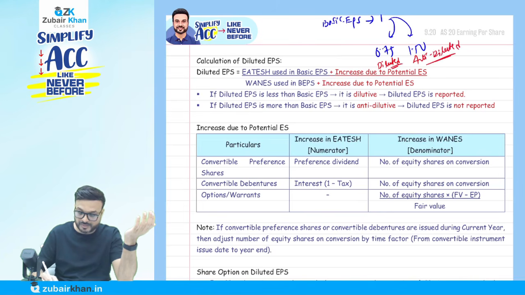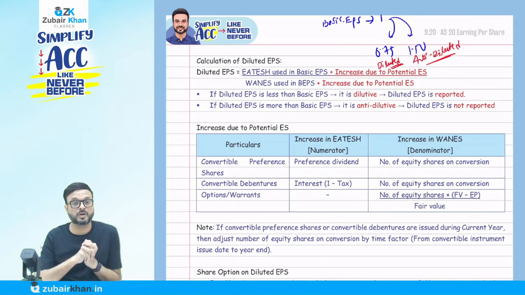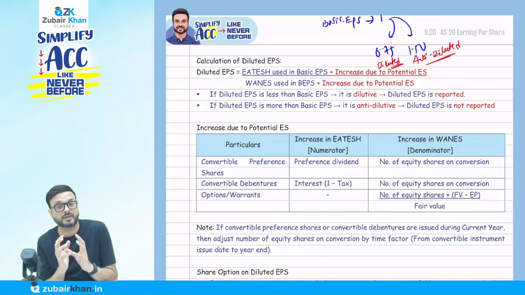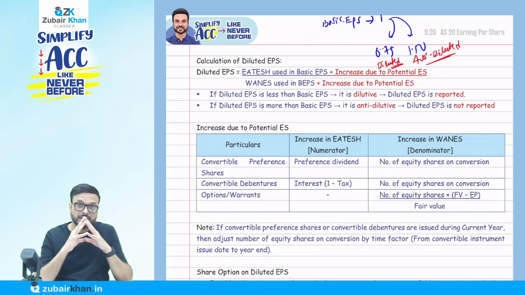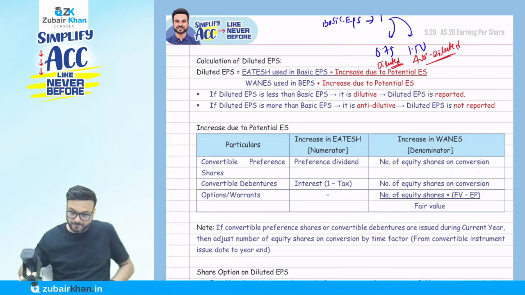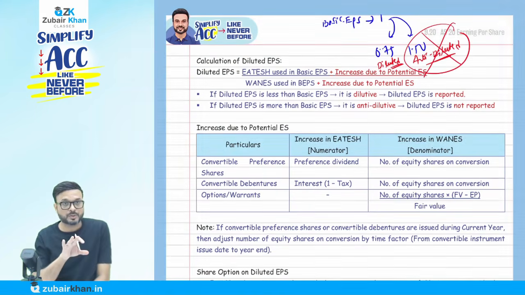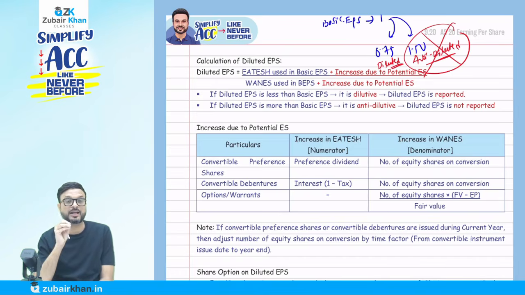You got the point? One is diluted and one is what? The anti-diluted. So we have how to calculate diluted EPS, I will tell you that here. But if it is anti-diluted, then we don't present them. We just have to mention diluted.